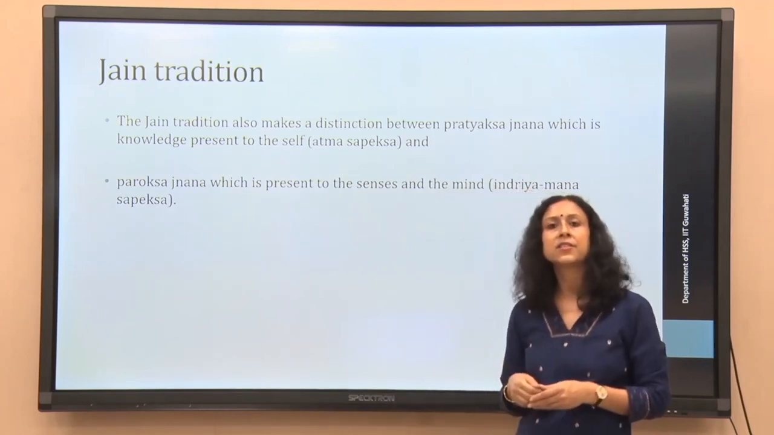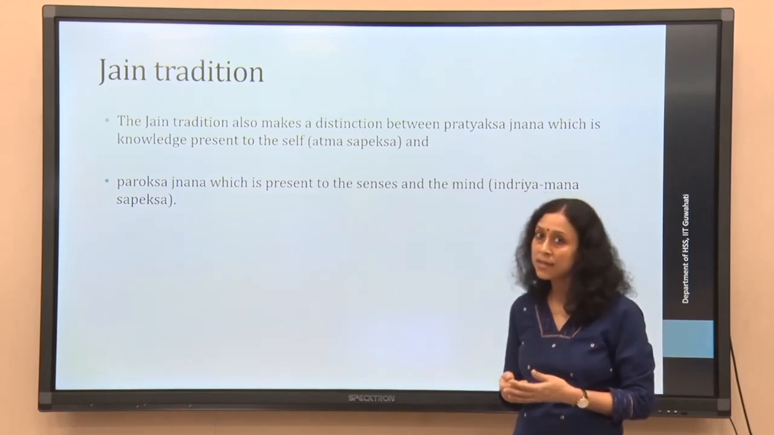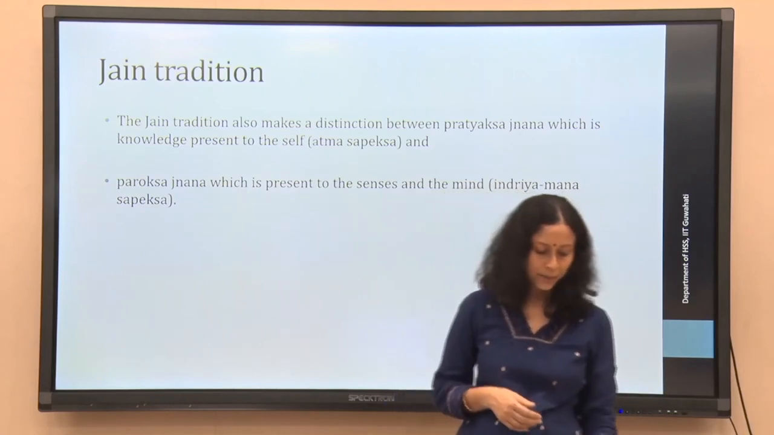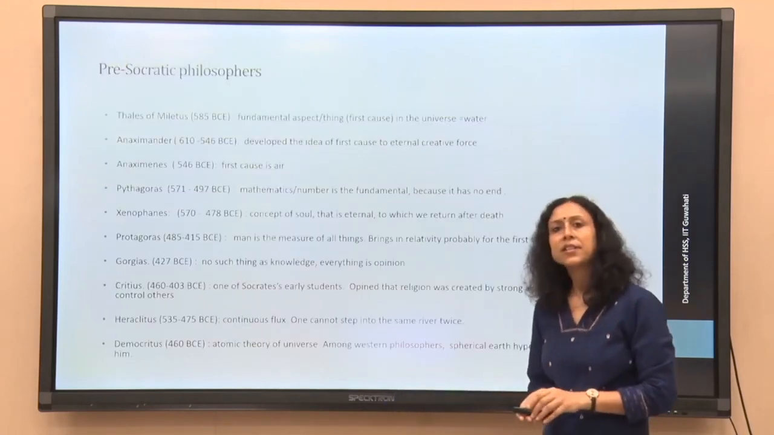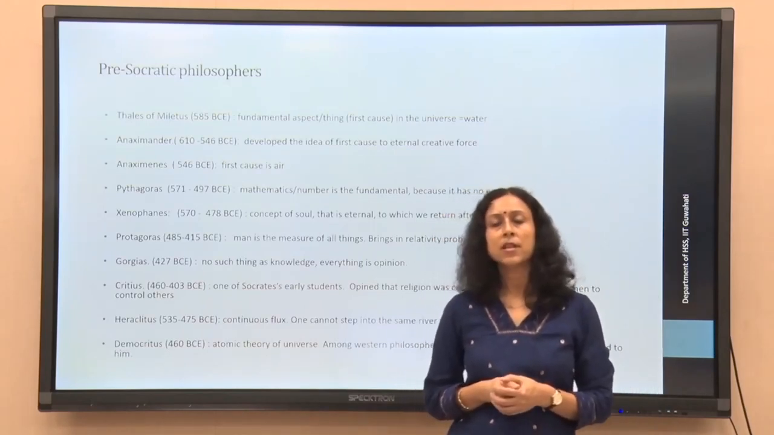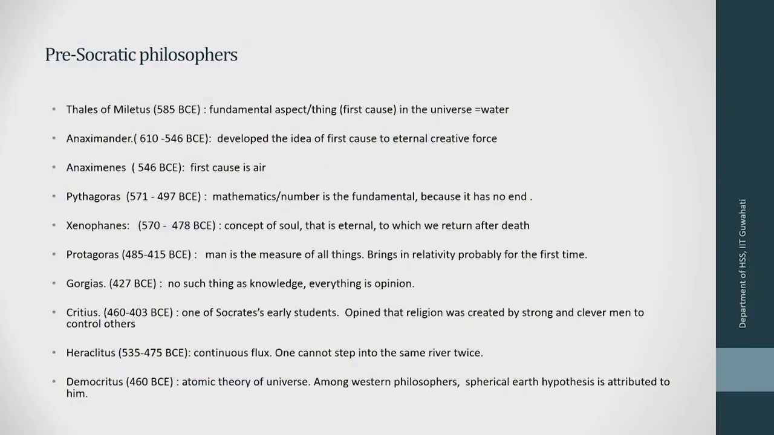So, there is a clear distinction between what kind of knowledge can be achieved through senses and what kind of knowledge needs introspection, higher order thinking. Similar distinctions were made by the Greek philosophers as well. Greek philosophers can be divided into pre-Socratic and post-Socratic philosophers.